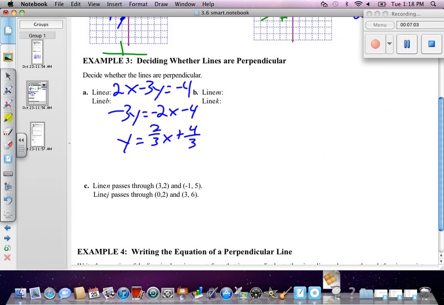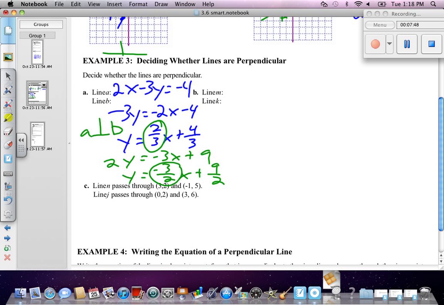Am I going too fast? Yeah, I'm still on that second graph. Okay. So we're looking at example 3. I subtracted 2x from both sides, and then I divided by -3. For line B, I subtract 3x from both sides, and I get 2y equals -3x plus 9. Divide by 2. Okay, is this the opposite reciprocal of this? Yes. We flipped it over, we changed it from negative to positive, so A is perpendicular to B.